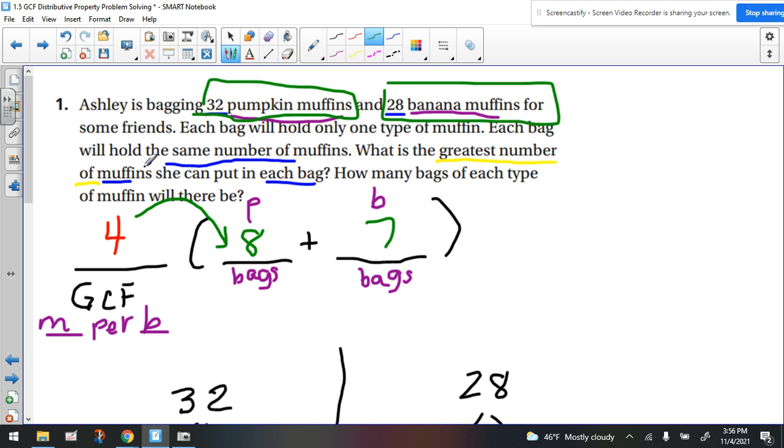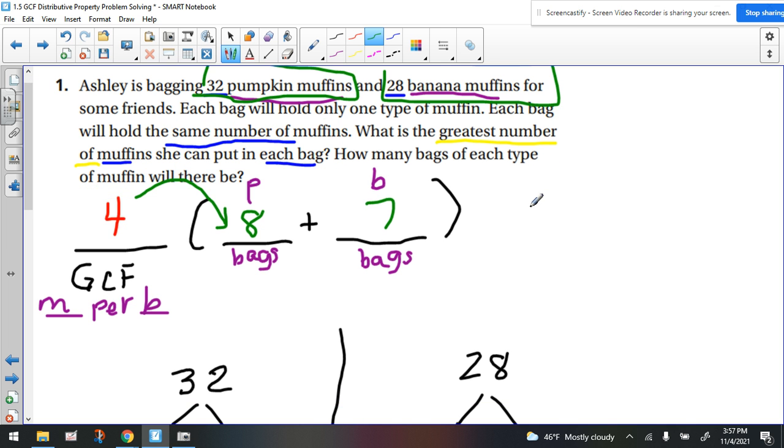So let's review. What's the greatest number of muffins she can put in each bag? It's going to be 4 muffins per bag. That's the first part. 1B asks, how many bags of each type of muffins will there be? Here's where you have to pay close attention because the numbers could be reversed. We need 8 bags of the pumpkin, and we need 7 bags of the banana. Make sure that you're paying attention to which is which. All right, hopefully you found that helpful.